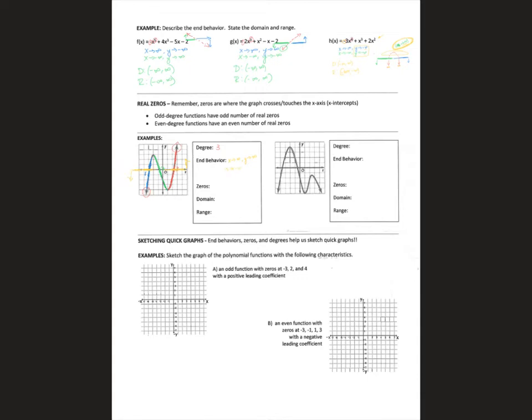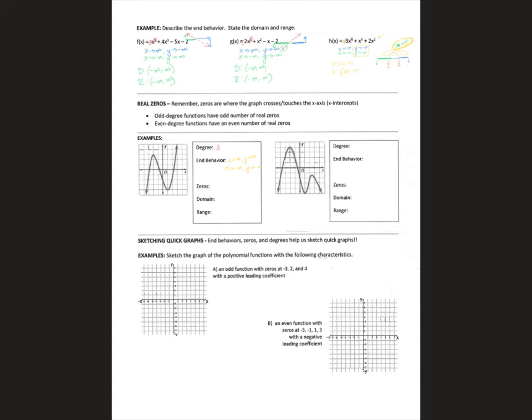Therefore, as x goes to negative infinity, my y value is going to negative infinity as well. As for the zeros, remember the zeros are the x-intercepts. So I have 1, 0. Let me erase some of this so I can actually see what the zeros are. Okay, so another name for zeros is x-intercepts.